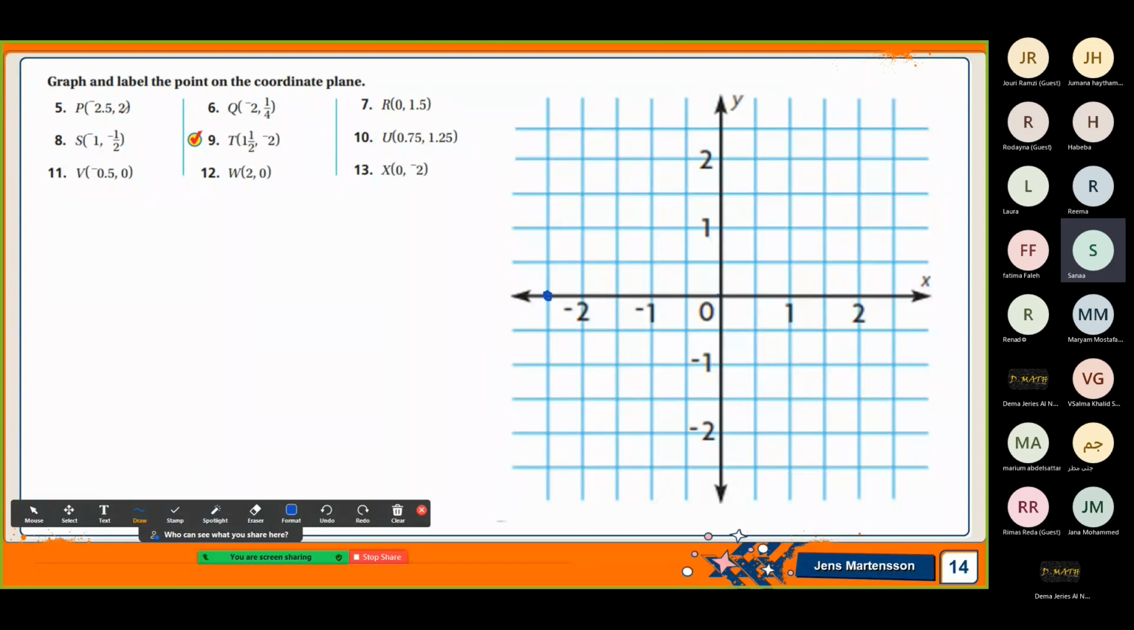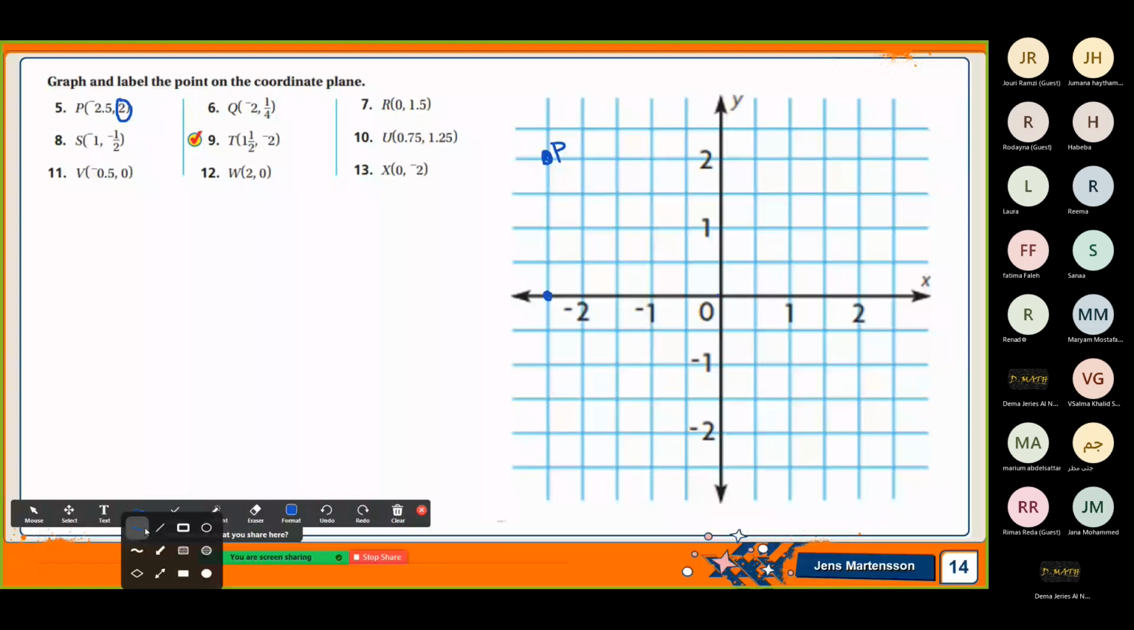And the y is 2. So where do you have to go, up or down? Up. Bravo. So here, -2.5, we call it the x coordinate, and 2, we call it the y coordinate. So now this is the point P. Now, Sana, here you weren't asked to write in which quadrant, but I want you to write it.